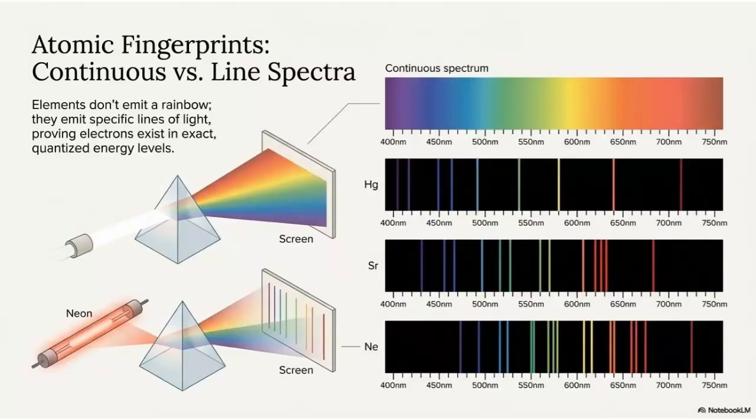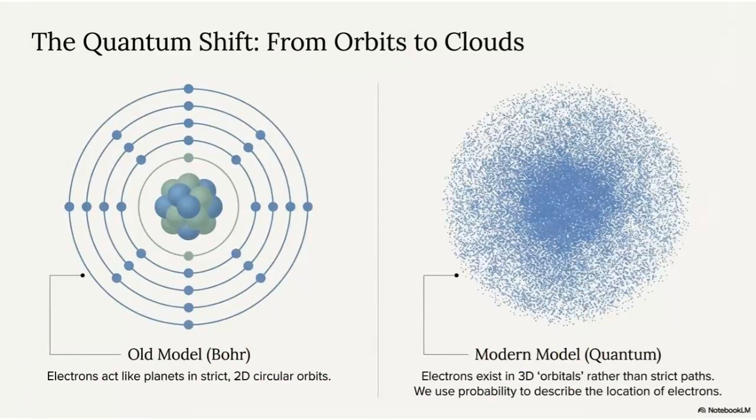Okay, let's move on. Okay, so now let's summarize this a little bit. So we know the atom has these orbits. That's what we call the Bohr model because of Niels Bohr, a scientist. He said that electrons are like planets in straight 2D circular orbits. The more electrons, the more orbits you have around that nucleus.